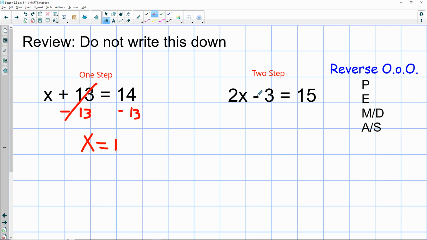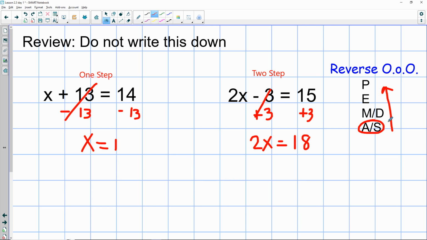Two-step problems we've talked about. You work through the order of operations in reverse, so you're always looking for addition and subtraction first. In this problem, the minus 3, that's the subtraction. You undo it by adding 3 to both sides. If you're looking for addition or subtraction first, you undo those operations by doing the opposite. Those cancel. That leaves you with 2x equals 15 plus 3 is 18.